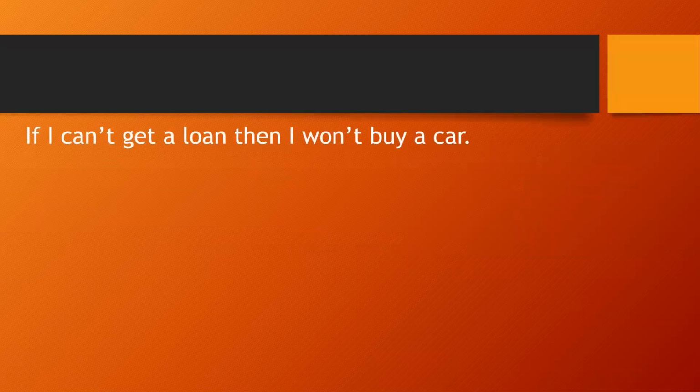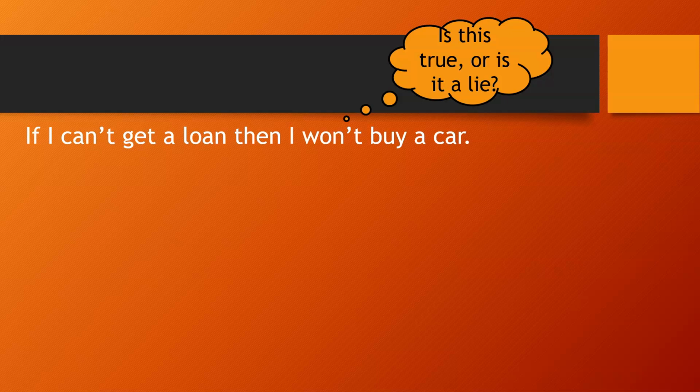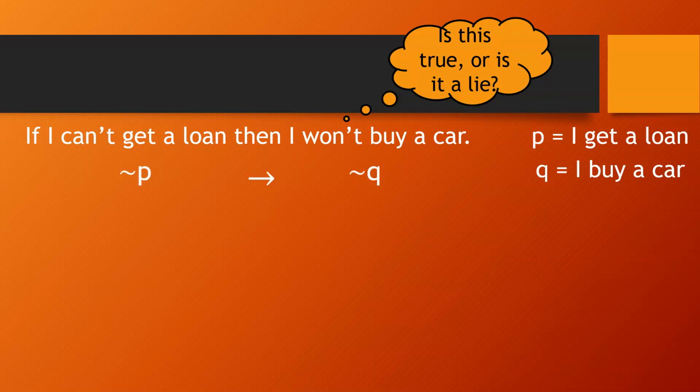If someone says to you, "If I can't get a loan, then I won't buy a car," are they telling you the truth or are they lying to you? Well, there's a way to figure this out, and we can do it with symbolic logic. So if we let the simple statements, "I get a loan" and "I buy a car" be represented by P and Q, we can write a symbolic statement that means the same thing as our sentence.